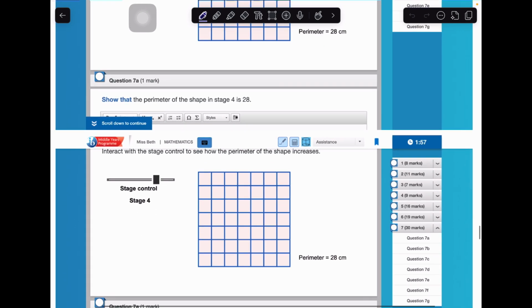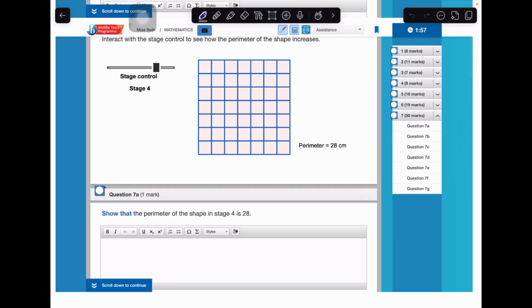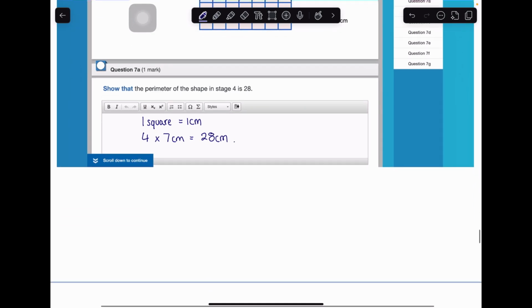Okay, so show that the perimeter of the shape in stage 4 is 28. All you need to do here is, from the previous stages, you would calculate that 1 square is equal to 1 centimeter. Okay, so each side of this square is 7 centimeters. Okay, so we have 4 times 7 centimeters, which of course is 28 centimeters. Okay, so that's part A done.